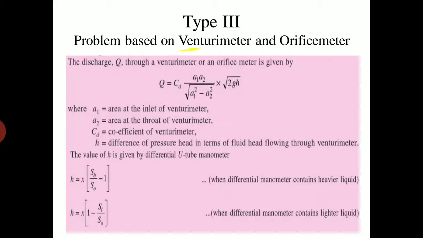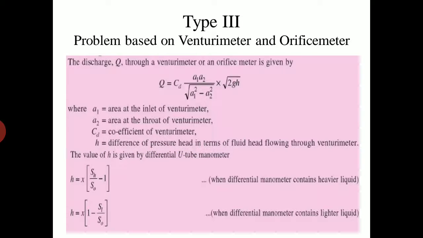Now venturimeter and orifice meter, these are the devices used for measuring the discharge through a pipe. Now how to calculate the discharge through a venturimeter? This is the formula for calculating the discharge. Q is equal to CD into A1 into A2 into under root 2GH whole divided by under root A1 square minus A2 square, where A1 is equal to area at the inlet of venturimeter, A2 is equal to area at the throat of venturimeter, CD is equal to coefficient of discharge of the venturimeter, H is equal to difference of pressure head in terms of fluid head.